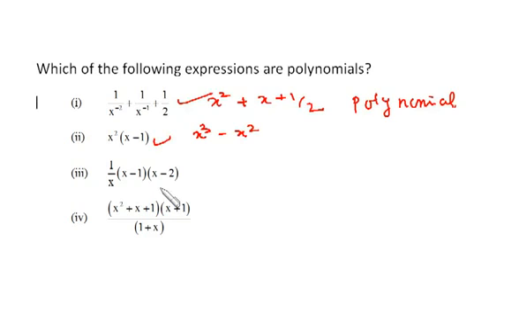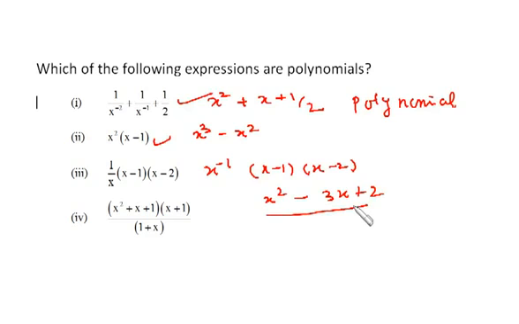Okay. Now in this case here, this is x raised to minus 1 into x minus 1 into x minus 2. Suppose we expand it, what will we get? x square minus 3x plus 2 by x. So we will always have an x in the denominator. That means this x is carrying negative power, so it is not a polynomial.